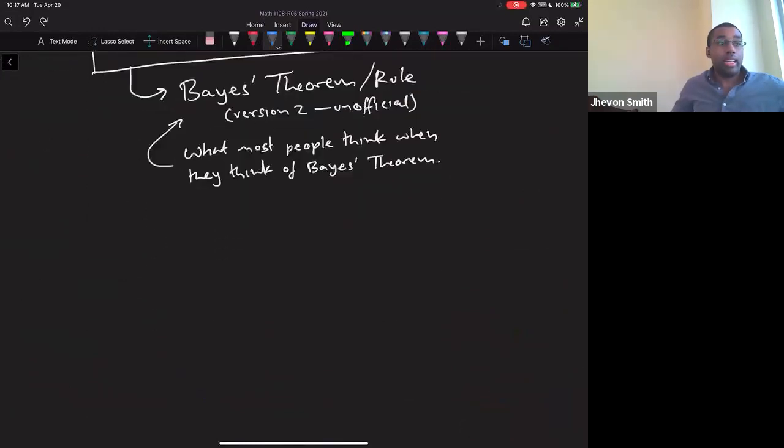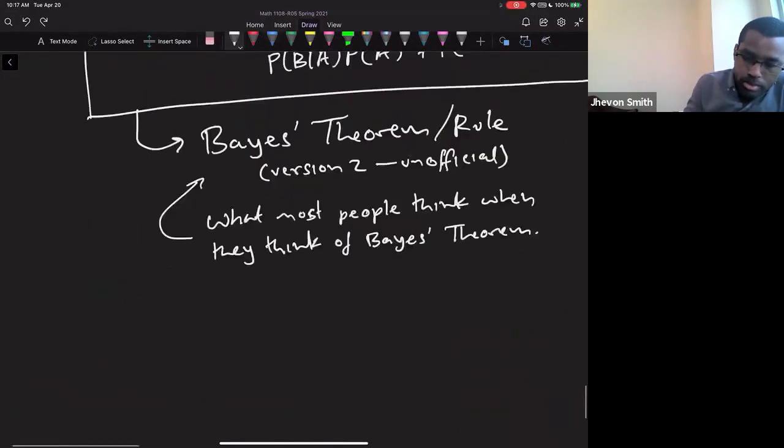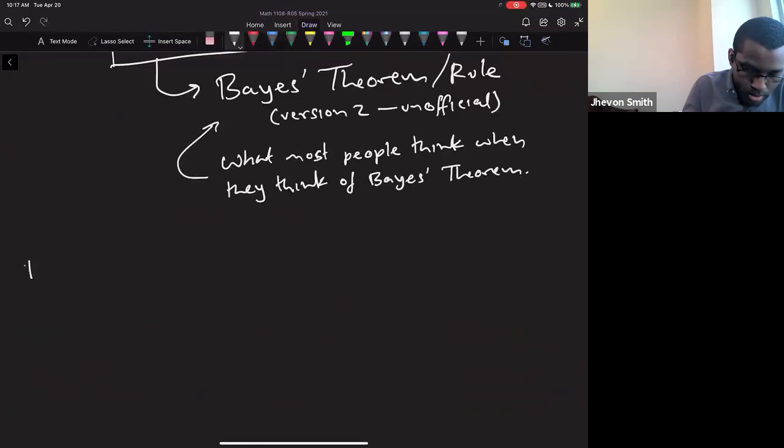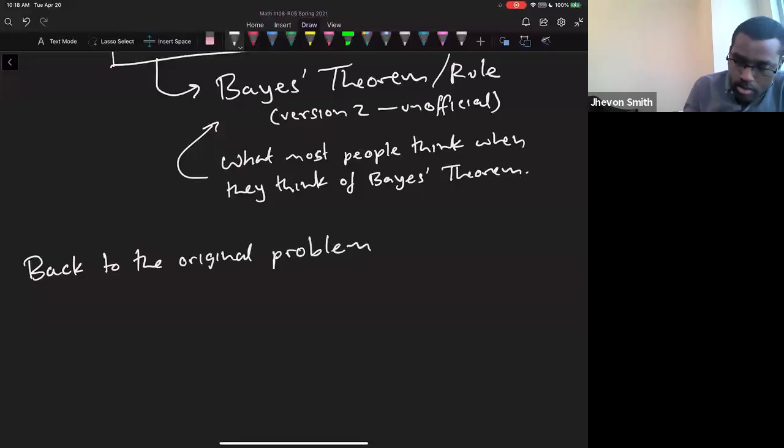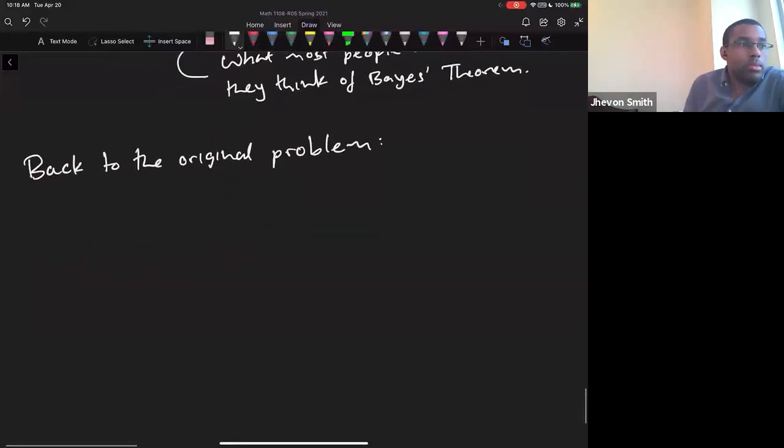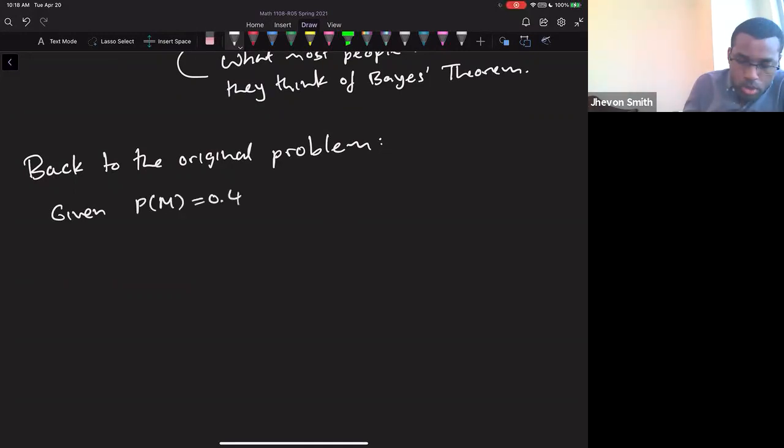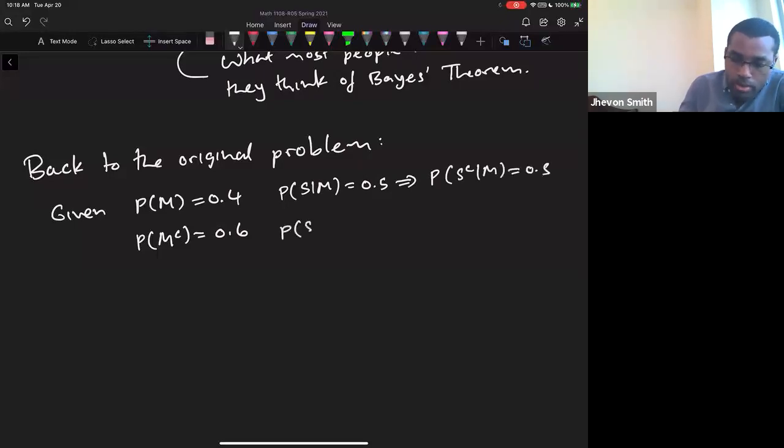So it turns out we can use this formula we just derived to actually answer the same question again. So let's actually do that. Back to the original problem. So what were we given in the original? Let me recopy some things here. We were given the probability of M, that was 0.4. We're given the probability of not being M, 0.6. We're told the probability of S given M, which is 0.5. This means the probability of S complement given M is 0.5. We were told the probability of S given M complement, that is 0.2. This means that the probability of S complement given M complement is 0.8.